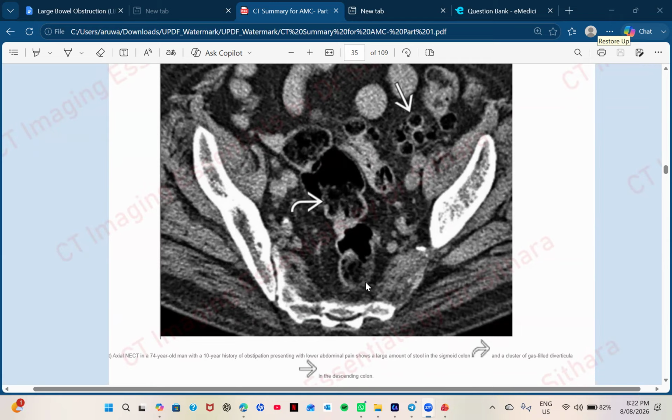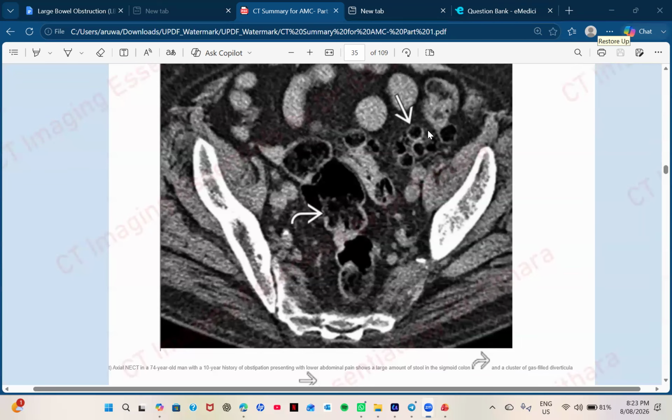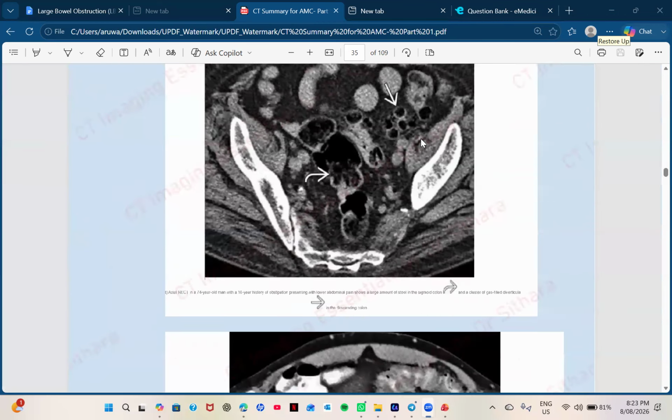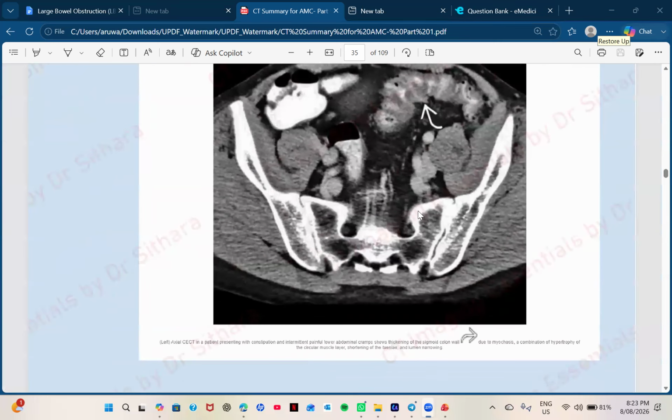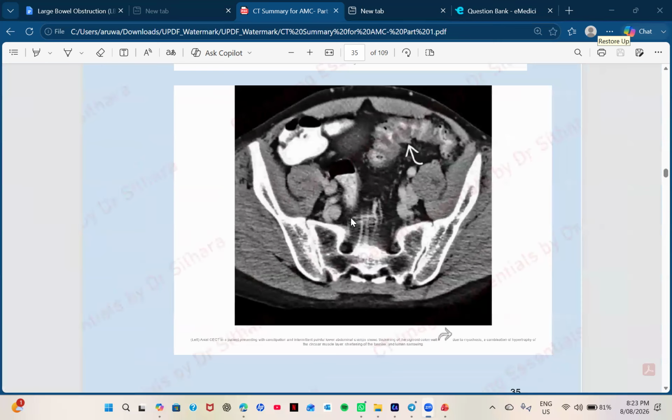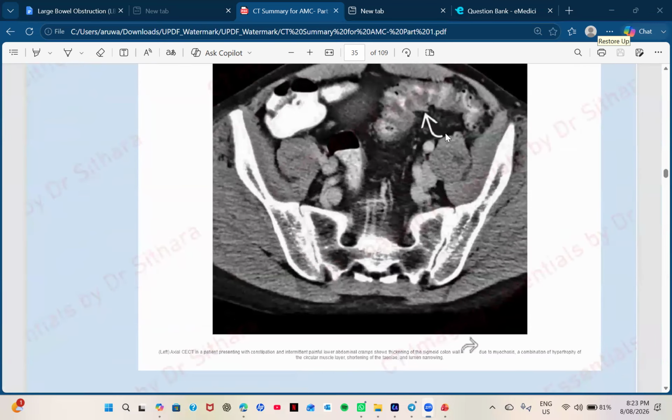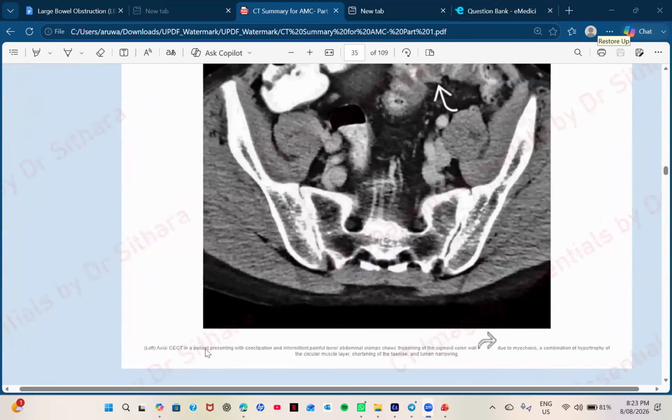So you can see the constipation, the impacted stool in the sigmoid, and here they have given the gas-filled diverticula in the ascending colon, right? In this area they have mentioned only the gas-filled area, not clearly visible in the diverticula. Let's see, I think this is good. I have not seen them asking from this one, but I have attached it here.